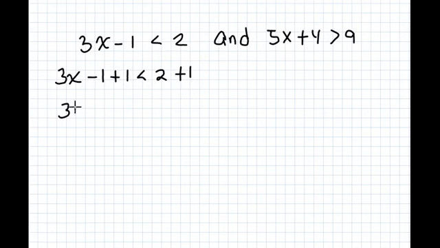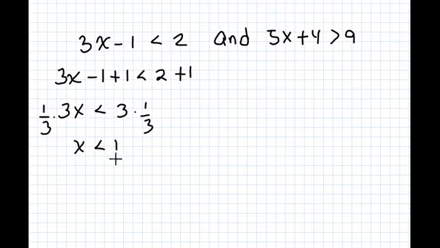And so we're going to be left with 3x is less than 3. And of course we're going to multiply both sides by 1/3 because we want to get a 1 in front of this x. And so we're left with x is less than 1. Okay, well that takes care of this side. Now we need to go over here and work on this side.